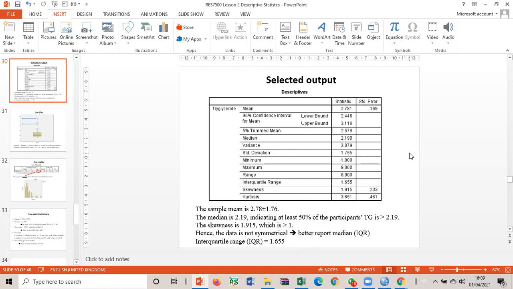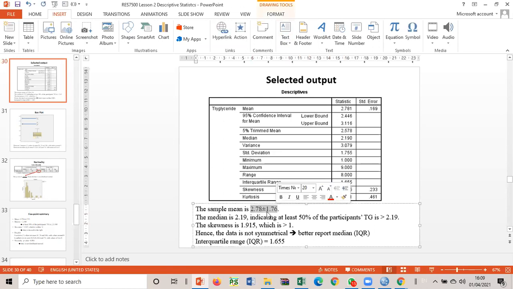So when you do analysis, when somebody says, look into your data, tell me about your data, these are some of the things you look into. Where is the mean? That means where it's centered. How's the spread? How's the standard deviation? Where's the median? How's the data distribution? Is it symmetrical or asymmetrical? So in this example, this is the median, 2.19.